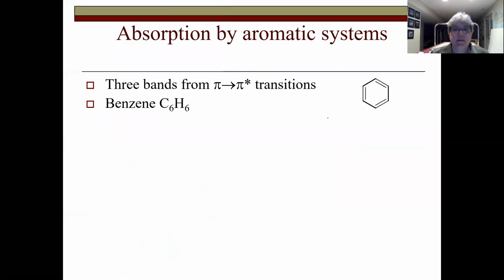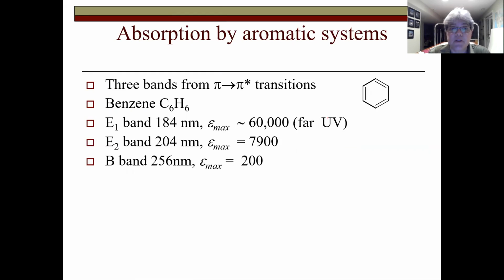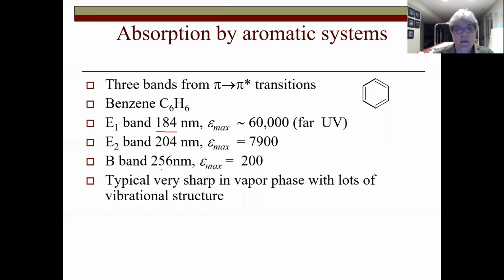All right, finally, we want to look at aromatic systems. And we'll start with benzene. Benzene actually has 3 different pi to pi star transitions. And they give them names. So one of them is called the E1 band. Now notice this is in the far UV. It's a very strong band, but we cannot easily measure this. So this is not very useful for us. Okay, but the other 2 we can get to, the E2 band and what they call the B band.